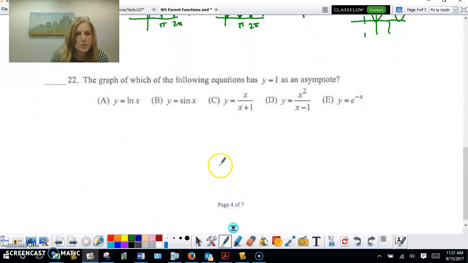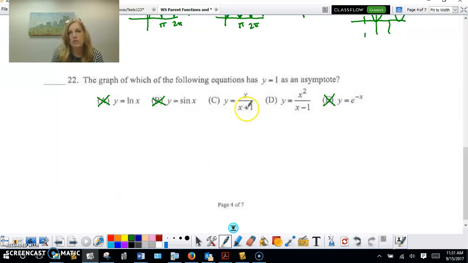All right, looking at 22. Which of the graphs has y equal to 1 as an asymptote? Natural log does not have, this is horizontal, so that has a vertical asymptote. Sine has no asymptotes. E to the negative x is a decay graph that decays to 0. This has y equal to 0 as a horizontal asymptote.